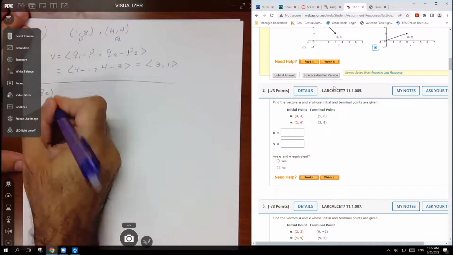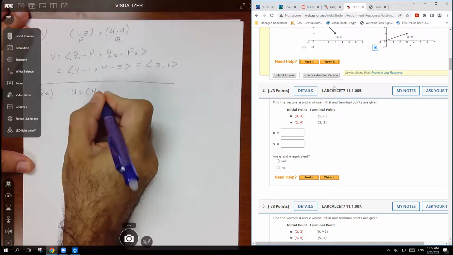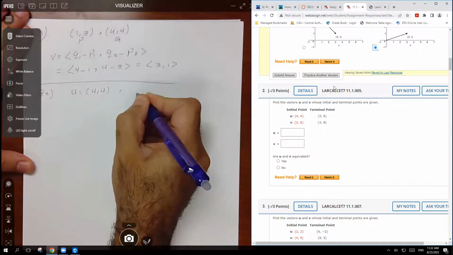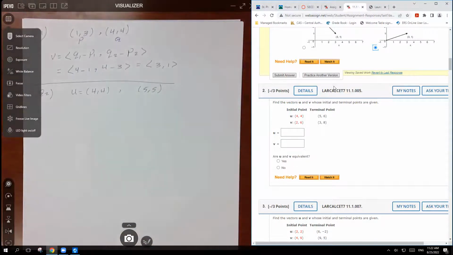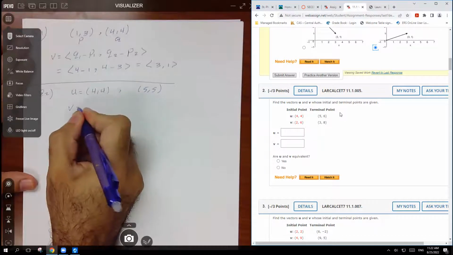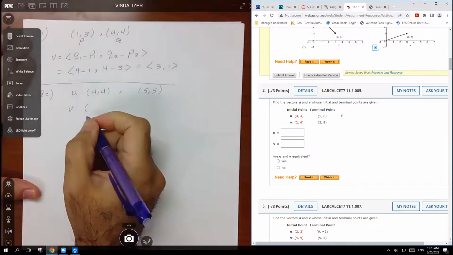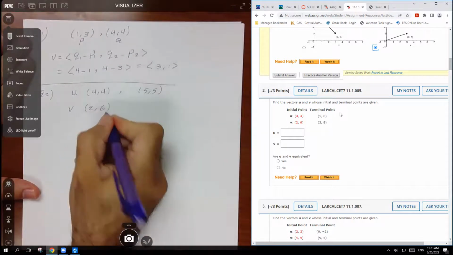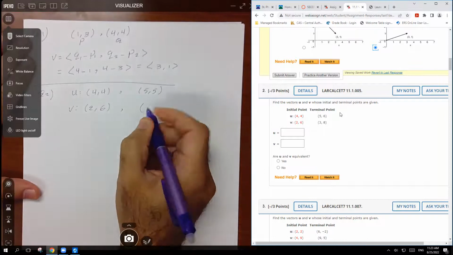Question 2. The first point for U is (4, 4) and the second point is (5, 5). This is really important. They're telling you this is the initial and this is the terminal. That means this is P and this is Q. The same thing with V. For V, the initial point is (2, 6) and the terminal point is (3, 8).